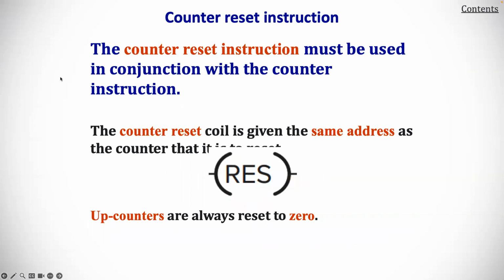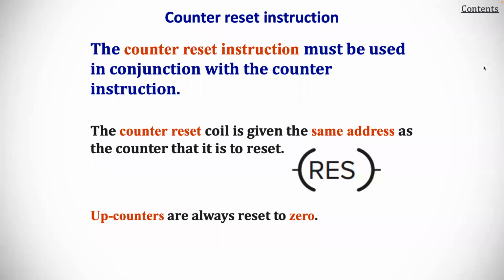The counter reset instruction must be used in conjunction with the counter instruction. The counter reset coil is given the same address as a counter, and up counters are always reset to 0. Okay, I moved the graphic so I could see this whole, so we all could see the same thing. So the counter reset coil is given the same address as the counter that is to be reset.